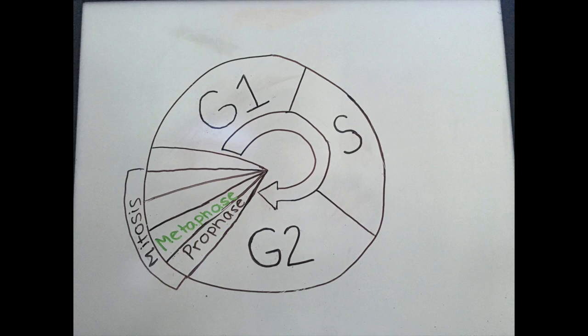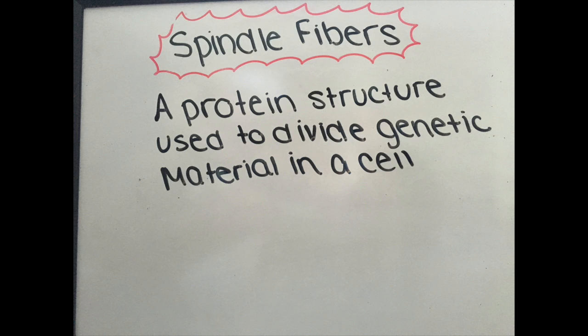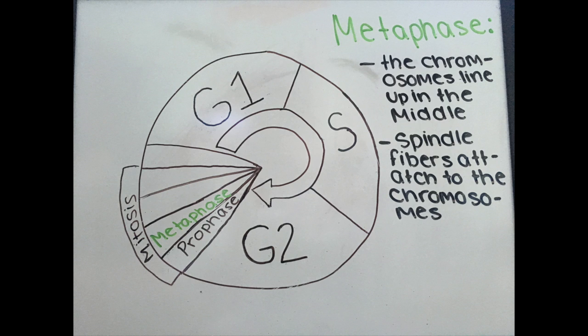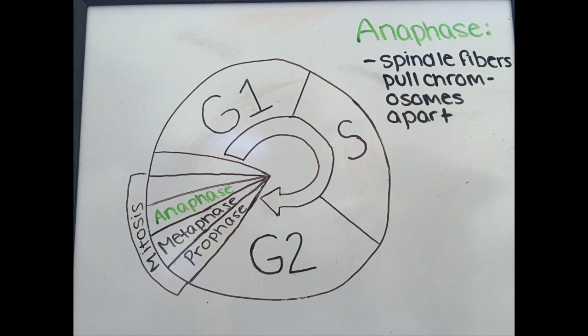Next is metaphase. Metaphase is when the chromosomes line up in the middle of the cell and the spindle fibers, which are a protein structure used to divide the genetic material in a cell, attach themselves to the chromosomes. The third step is anaphase. Throughout this phase, the spindle fibers pull apart the chromosomes in the cell.